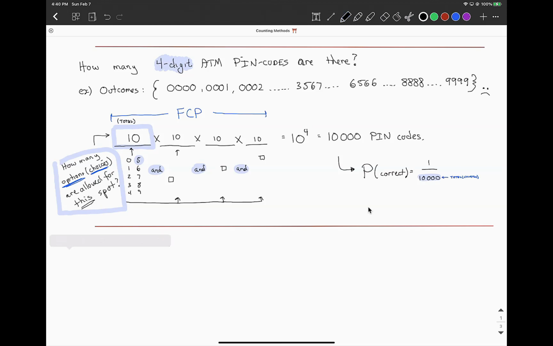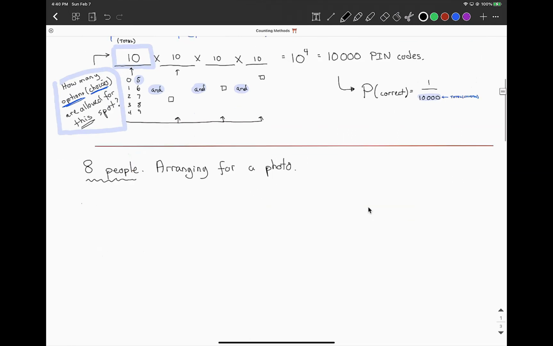Let me say that there are... Let's talk about a phone number. I changed my mind. I'm kidding. Let's talk about 8 people, and let's arrange them for a photo. I could create a couple questions about this.